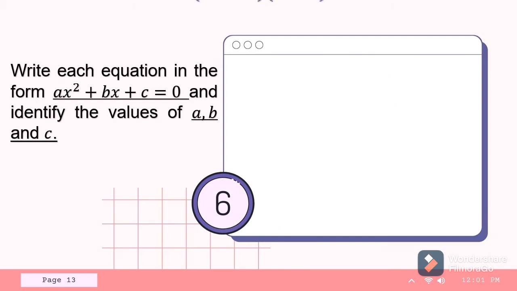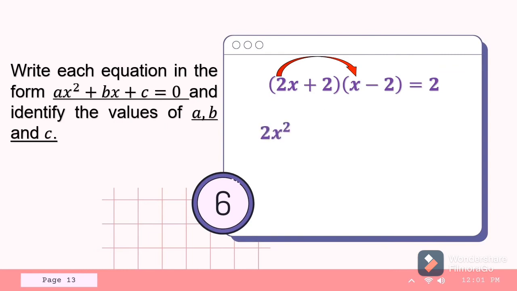Number 6. 2x plus 2 times x minus 2 is equal to 2. Isolve muna natin siya bago natin ilipat in the form of ax squared plus bx plus c is equal to 0. We can use FOIL method to this one. F, first term. So, 2x times x, that will be 2x squared. O, that is outer term. 2x times negative 2 will have negative 4x.